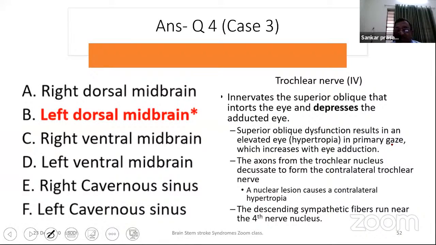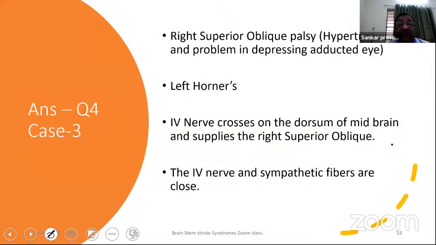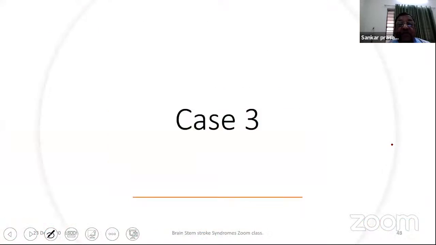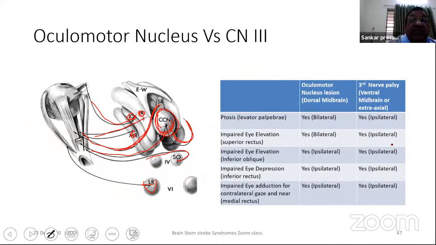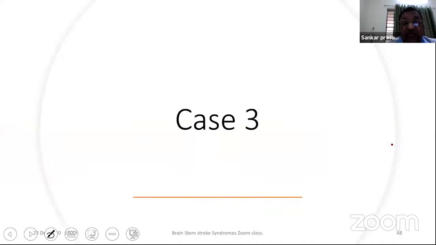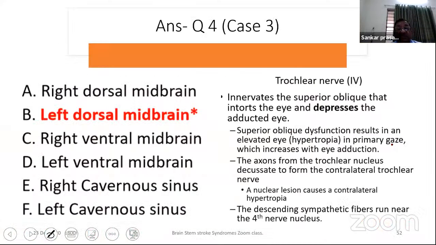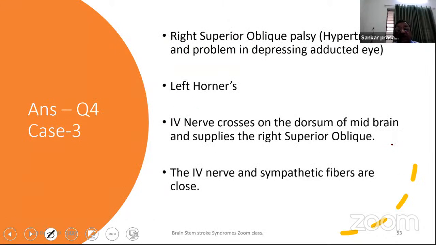As I said, if you go back to that picture which we have seen earlier, this picture, and see the left dorsal midbrain, that is the affliction in this case, because the fourth cranial nerve is supplied from the other side. The right superior oblique palsy, hypertropia, I mean the eye is elevated, and there is a problem in depressing in adduction, and there is a left Horner syndrome. The fourth nerve crosses on the dorsum of the midbrain and supplies the right superior oblique.